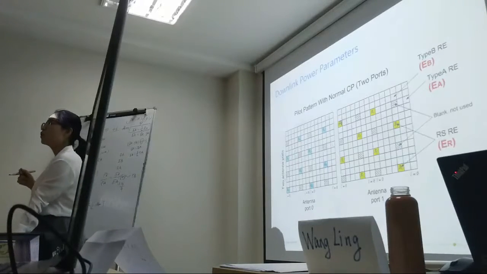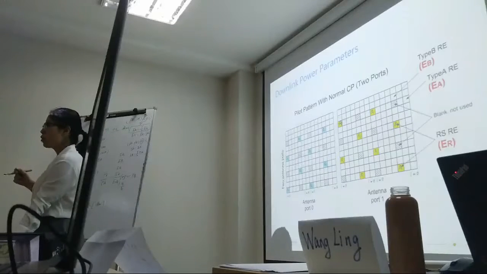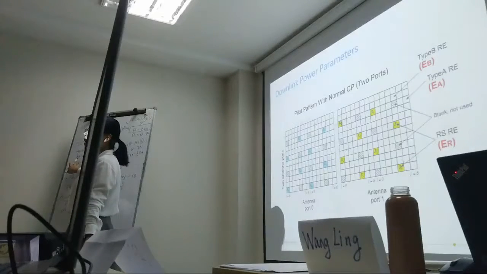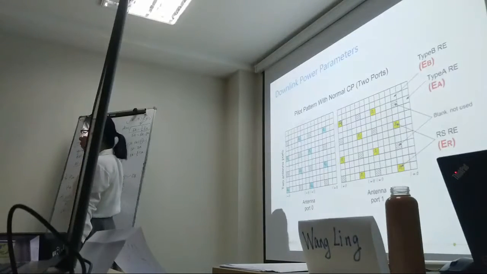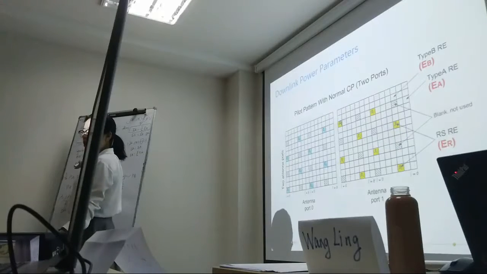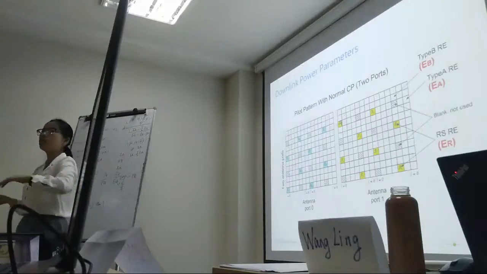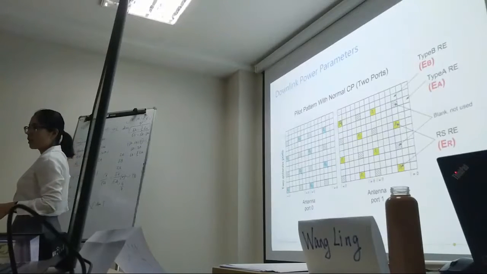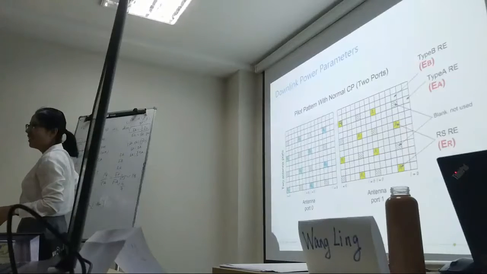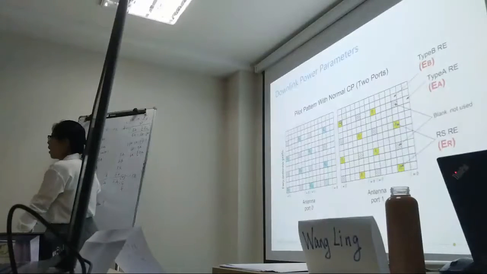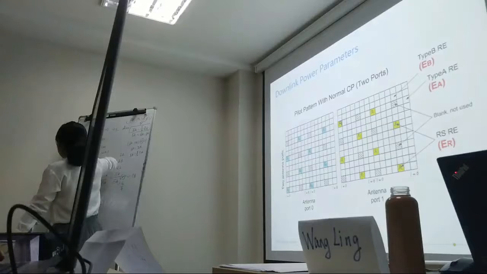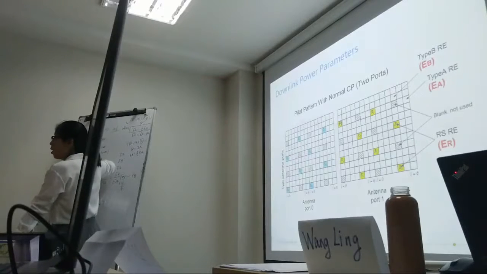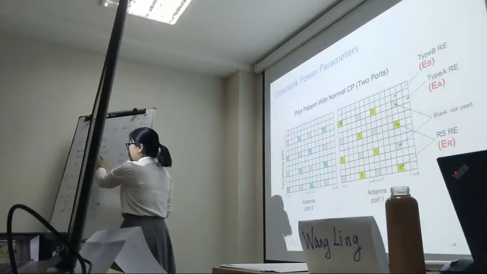So this value is the EA value. The unit is watt, so usually we will change it to dBm. Oh no, we need the calculator. I cannot calculate it by myself. Okay, so this one is EA. But this value is fixed. So now EA is fixed.